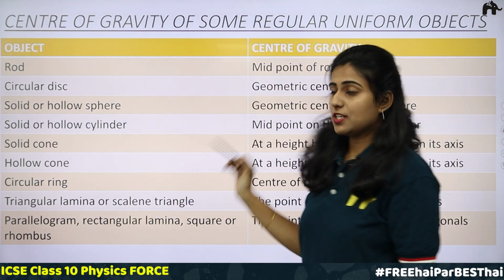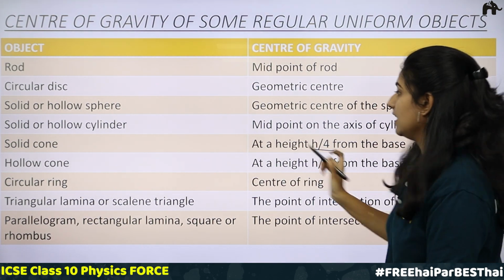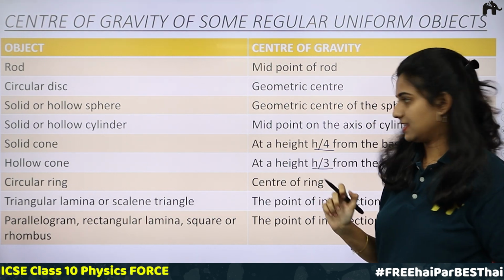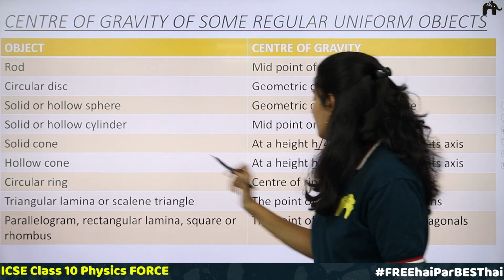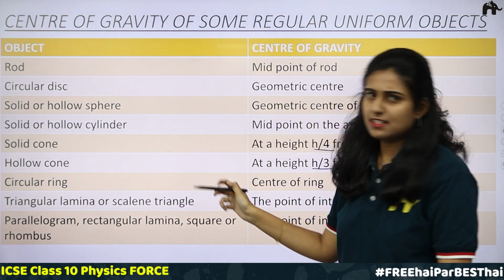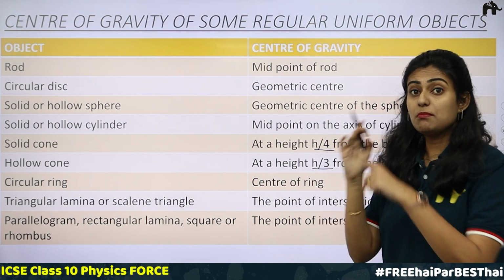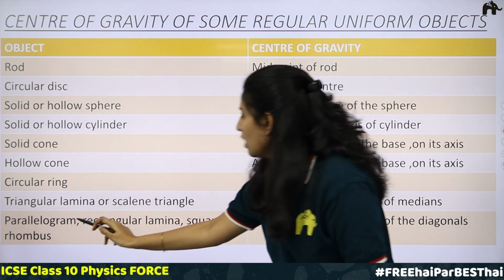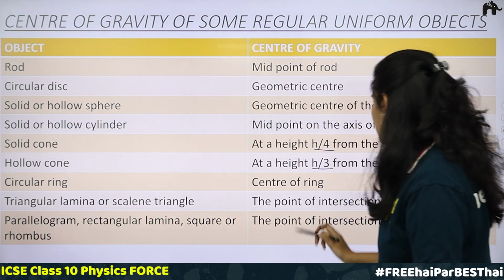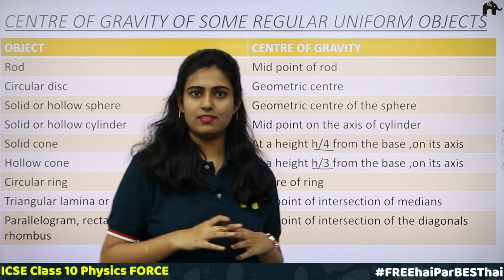Next, solid cone. For a solid cone, at a height h by 4 from the base on its axis. Next, a hollow cone, at a height h by 3 from the base on its axis. For a circular ring, where is it? At the center of the ring. Triangular lamina or a scalene triangle, where do we have it? At the point of intersection of the medians, where the medians intersect. Next, a parallelogram, rectangular lamina or a square or rhombus. In any of these cases, it is the point of intersection of the diagonals. We will draw the diagonals and find the center of gravity. Clear?